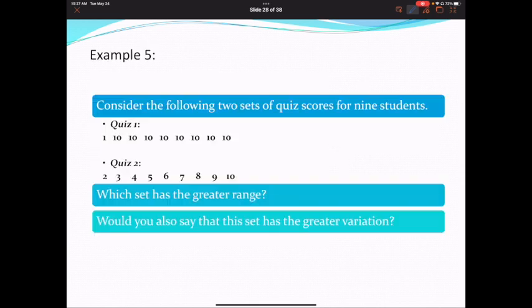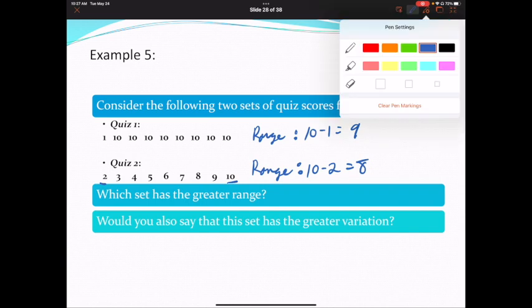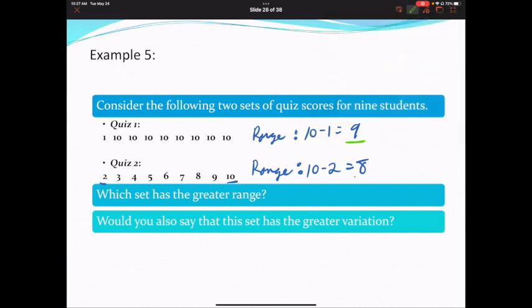So let's look at another example. So let's consider the following 2 sets of quiz scores for 9 students. So which set has the greater range? And which set will we say has the greater variation? So the greater range, well, let's calculate the range for quiz 1. It's 10 minus 1, which is 9. And the range for quiz 2 is 10 minus 2, because that's our max, that's our min. How nice that that data was already sorted for us. So we've got a range of 9 and a range of 8. So which set has the greater range? Well, that's going to be quiz 1, right?